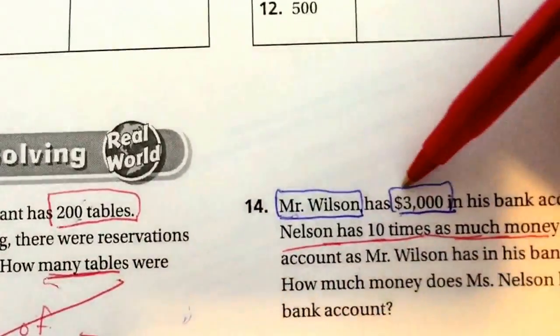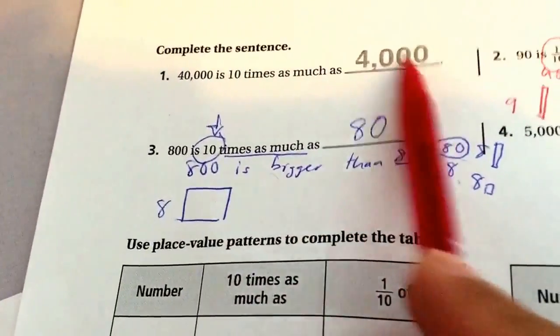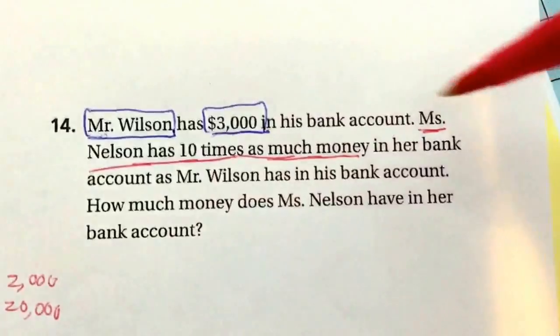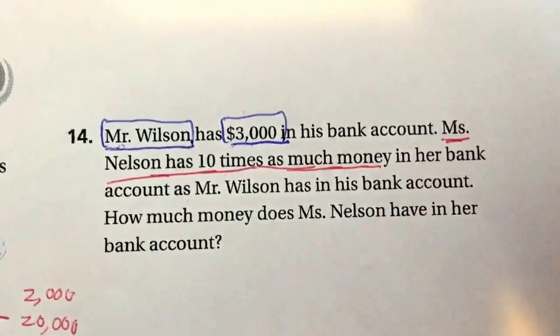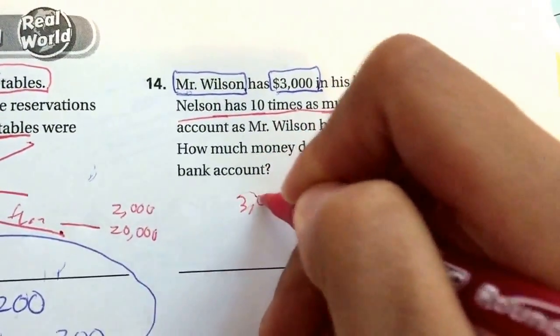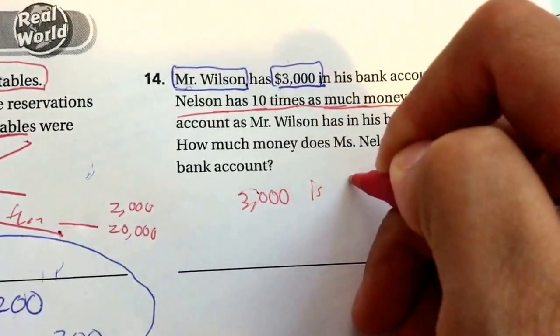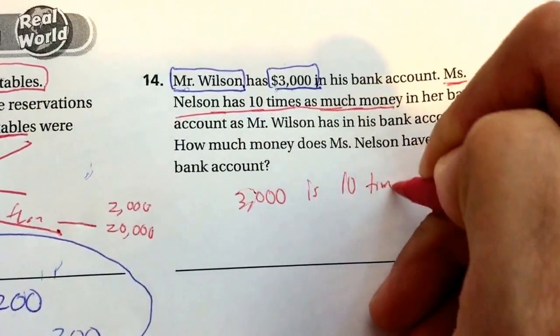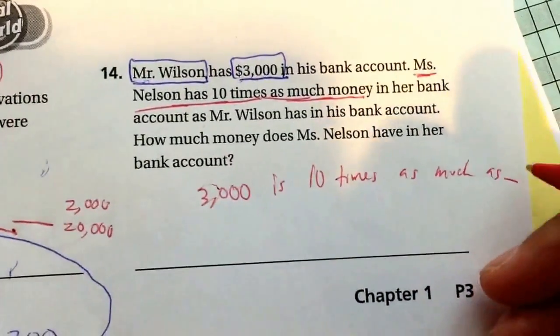You see how you have the 3,000 here? You're going to put 3,000 is 10 times as much as blank, or blank is 10 times as much as 3,000. So those are the two things that we're going to go through. Mr. Wilson has $3,000 in his bank account, so we have this $3,000 looming. And we want to see if 3,000 is 10 times as much as blank.